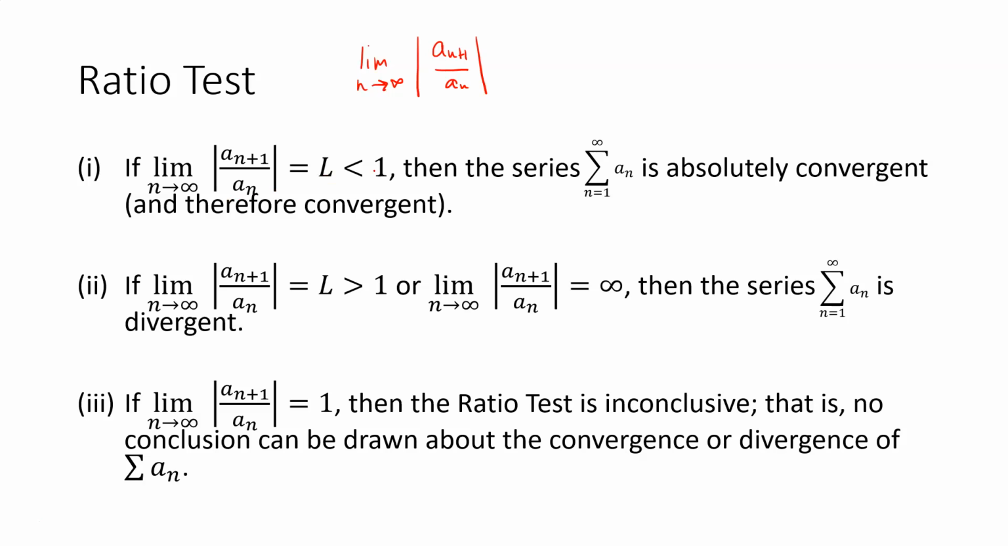And if the limit comes out to be a value that's less than 1, what that shows you is that the series is absolutely convergent. If the limit comes out to be greater than 1 or is equal to infinity, then that shows us that the series is divergent. And in the case when the limit comes out to be equal to 1, then the ratio test is actually inconclusive, so we might need to consider another test.